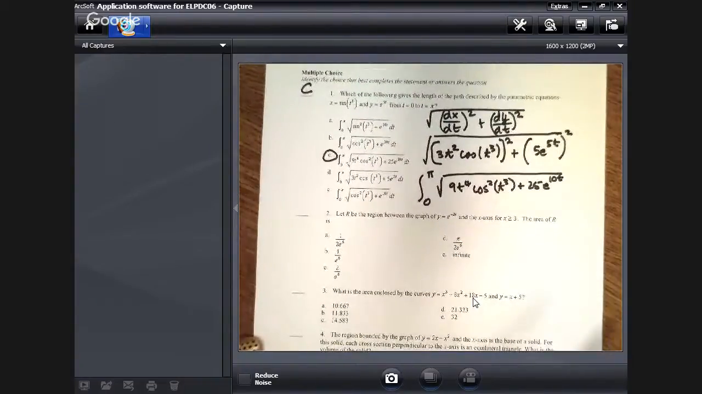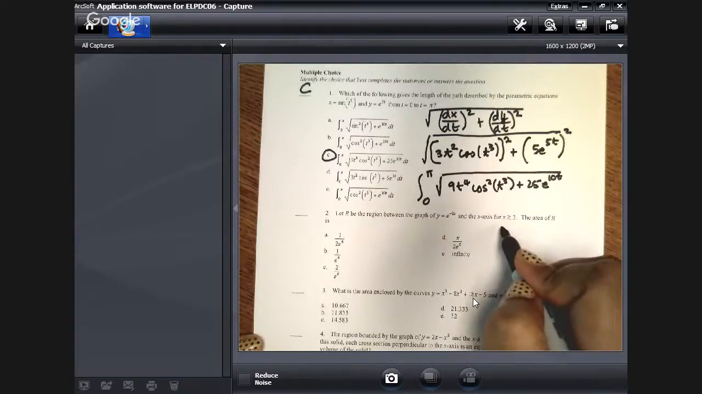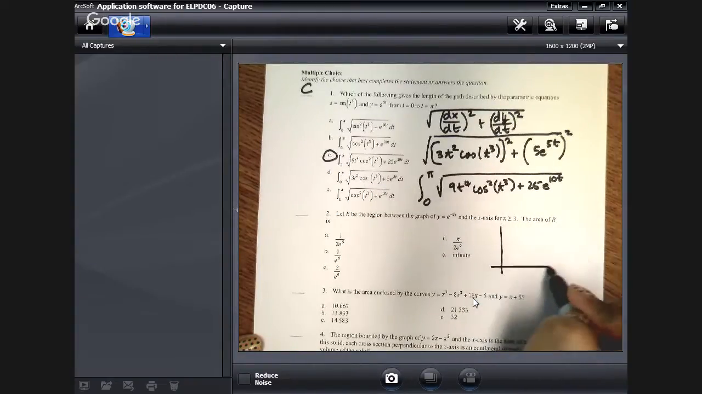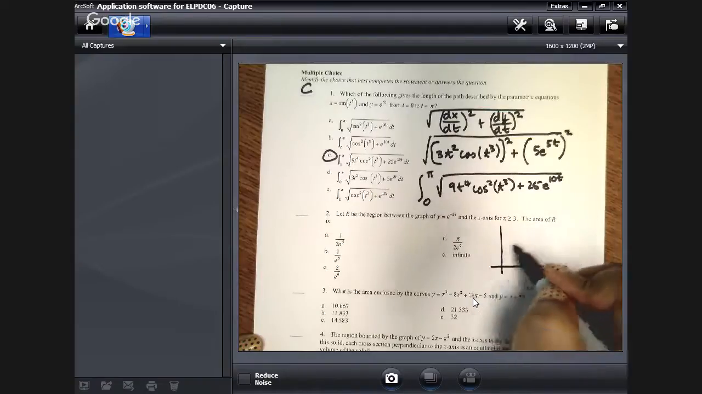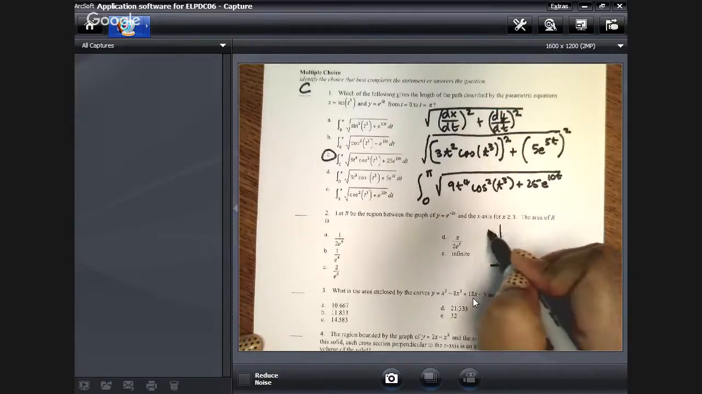And number 2, we have a region R between y equals e to the minus 2x and the x-axis for x greater than 3, and it wants us to find the area of R. E to the minus 2x is actually, instead of going up like this, going to come down like that.